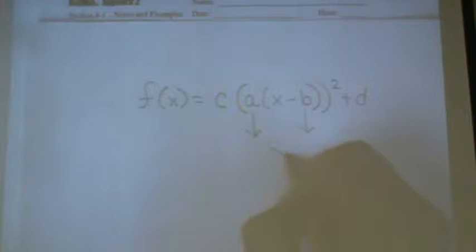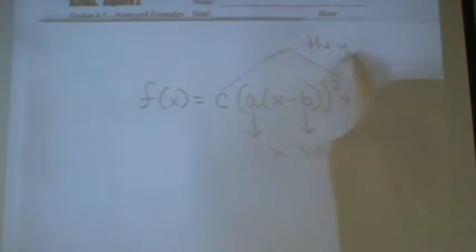Do you remember what letter A and B affected, the X or the Y value? The X, you are correct. These two affected the X values. And do you remember what C and D did? C and D affected the Y values.